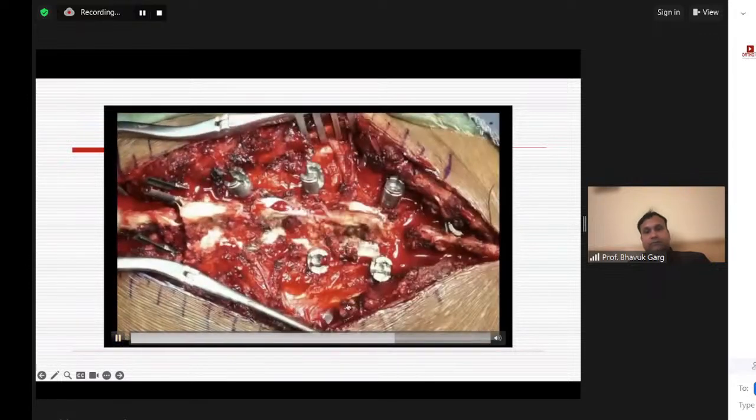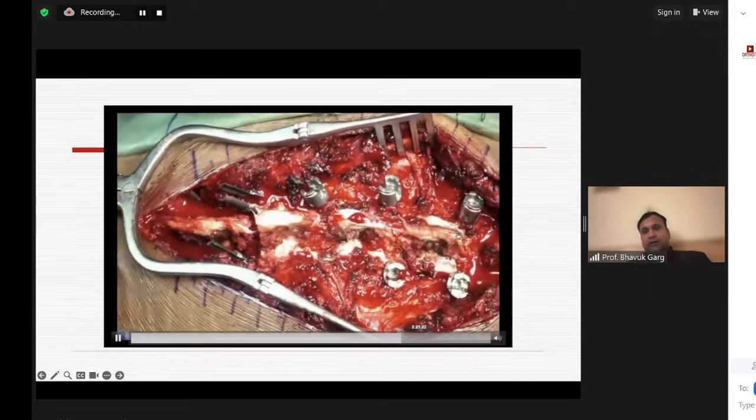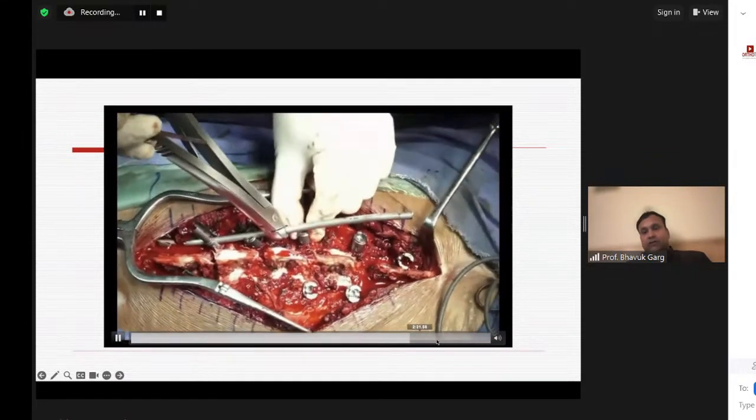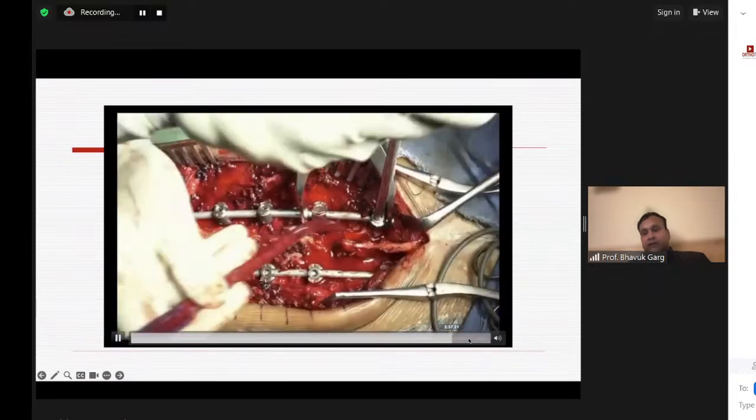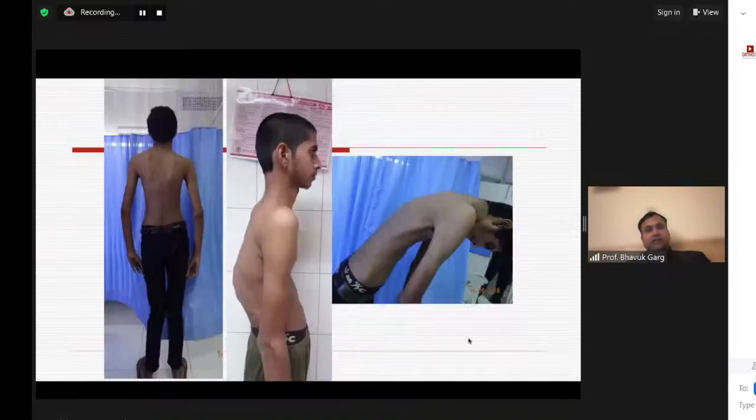So this is how it looks. You can see that this is the chevron-shaped defect, and then with the help of the rods, you just close these osteotomies to get the final correction. This is the correction which we have achieved in this patient. You can see the very nice sagittal correction here. These are the clinical post-op pictures.